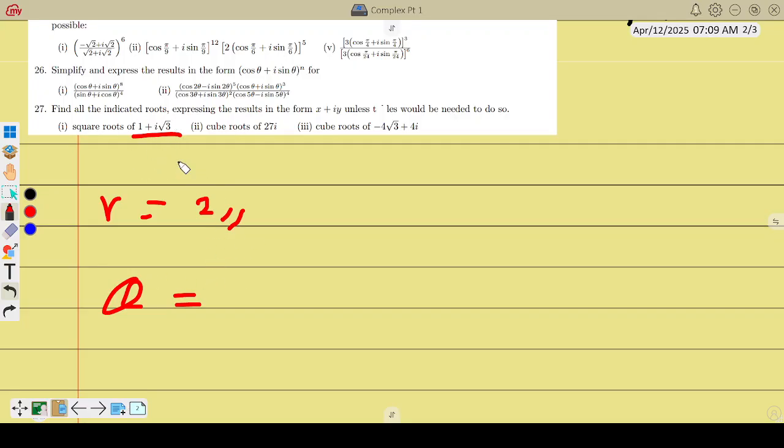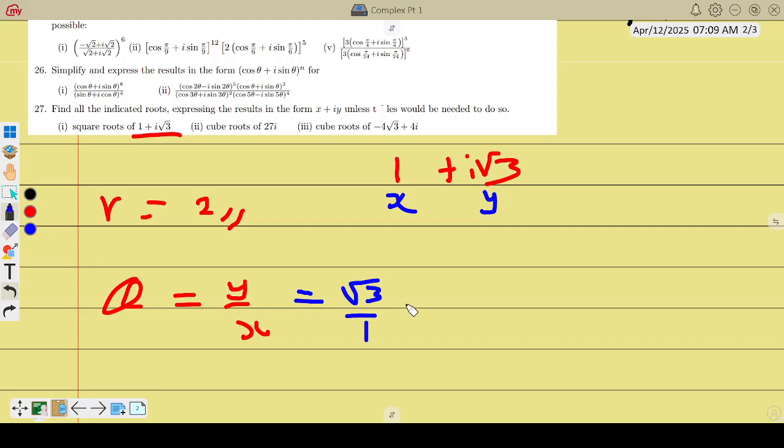I'm dozing, sorry you people. Our theta is y over x. Maybe we just write it here: 1 plus i root 3. The part having the imaginary part is y, and the real part is x. So y over x is root 3 over 1, which is root 3. And the angle that goes with root 3 is 60 degrees.